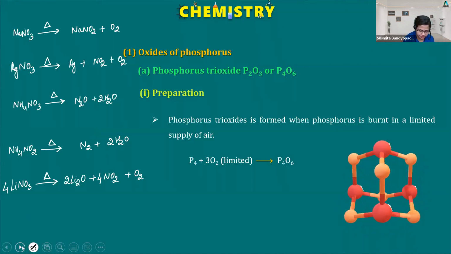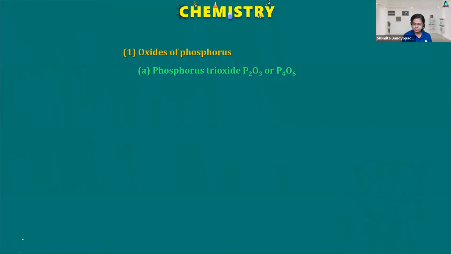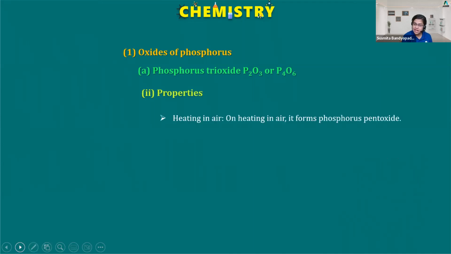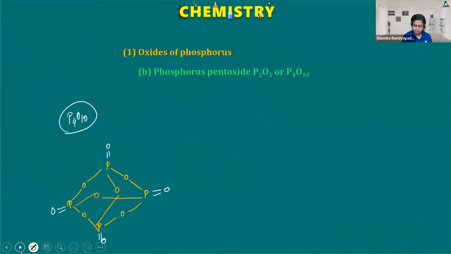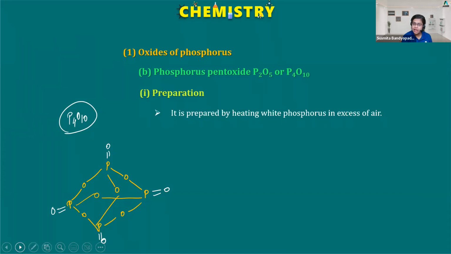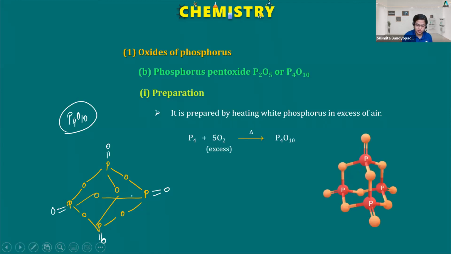Now, we have P4O6. When it reacts further with oxygen, it produces P4O10, phosphorus pentoxide. Let's talk about P4O10 now. When white phosphorus is treated with a limited quantity of air or oxygen, we get P4O6. With excess of air or oxygen, we get P4O10. Yes, the structure is already there.